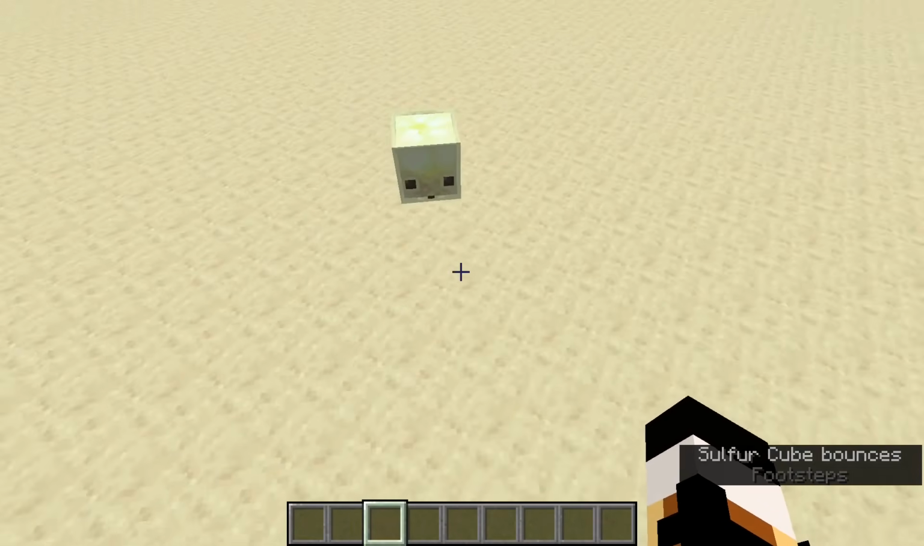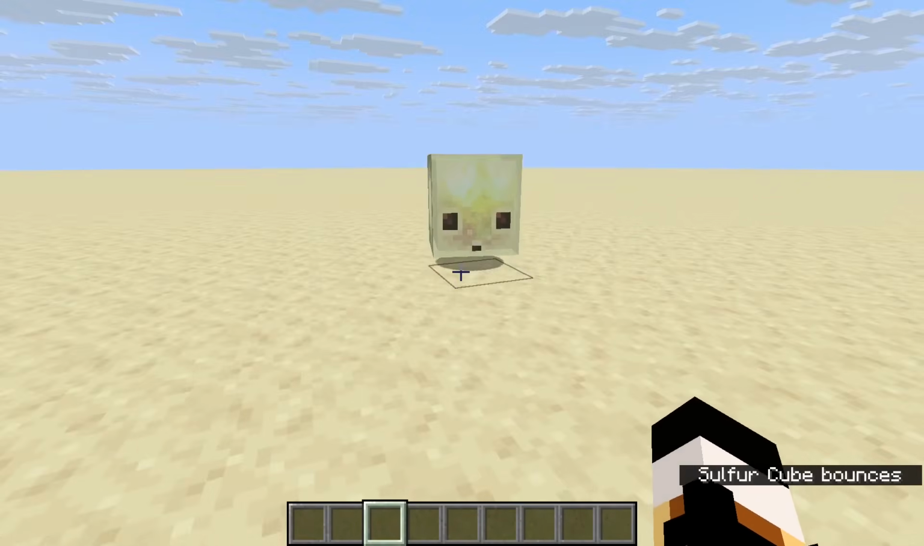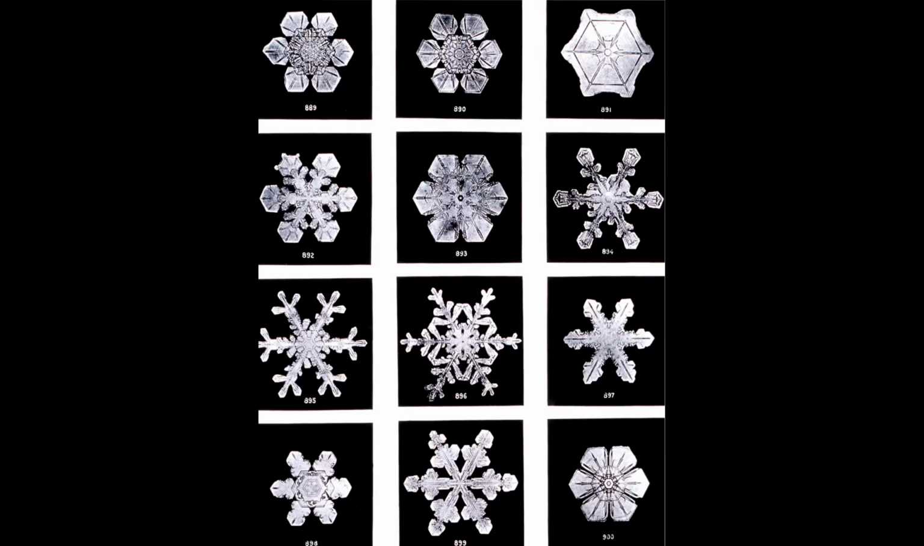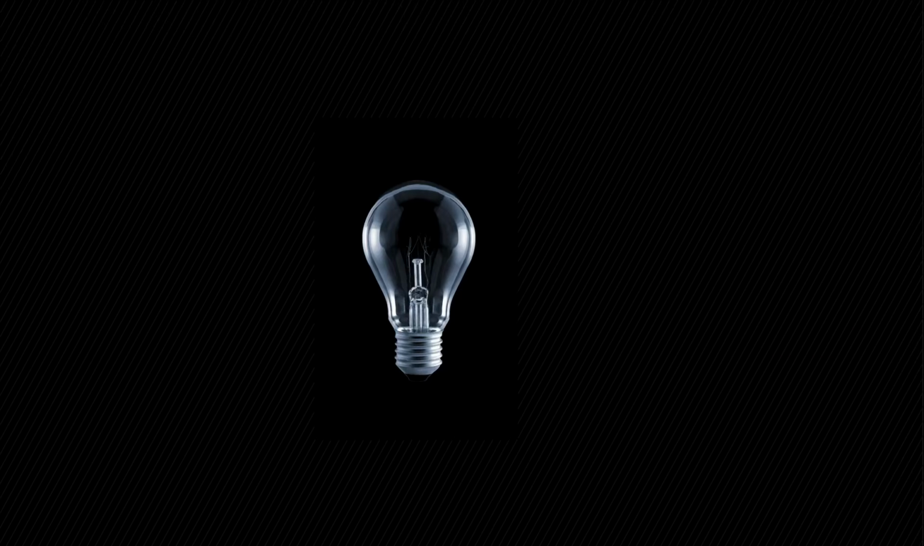This is a sulfur cube. Very cute, very bouncy, but not very smart. Or is it? You see, there exists a phenomenon called emergence, where the whole is more than the sum of its parts. A computer, for example, is made of transistors that individually can only allow or block current flow.